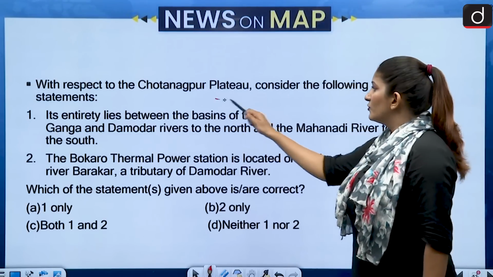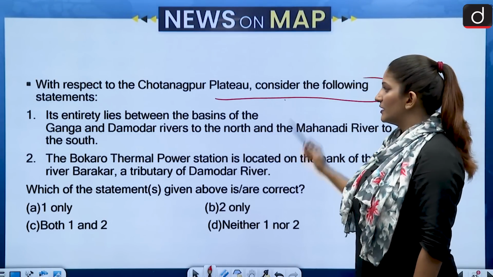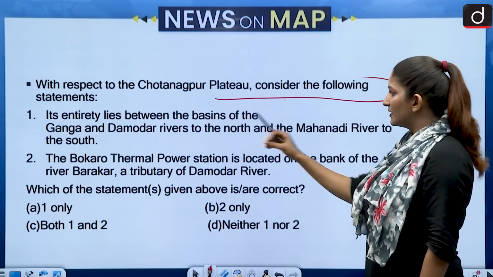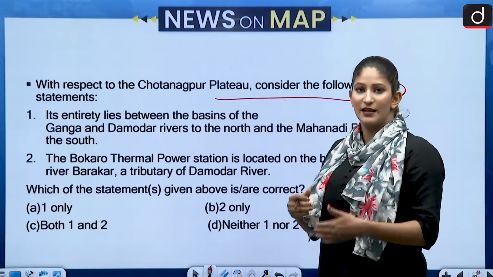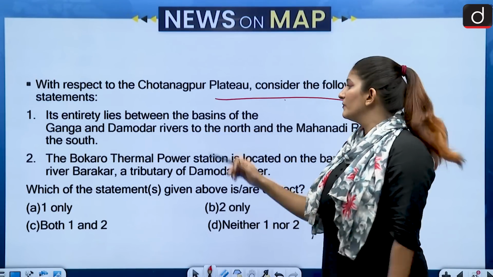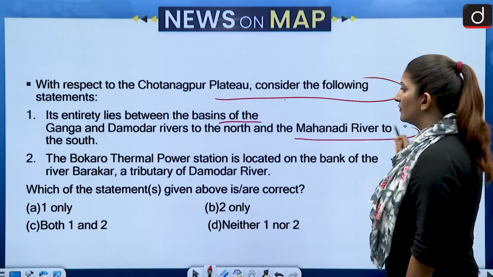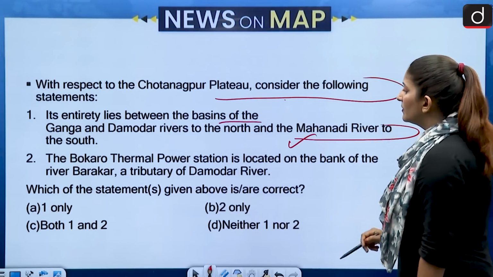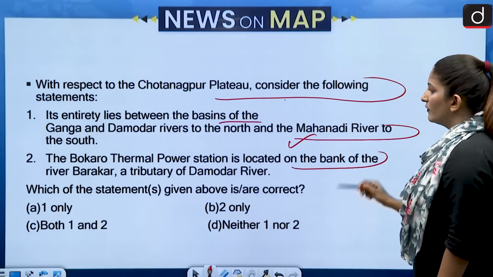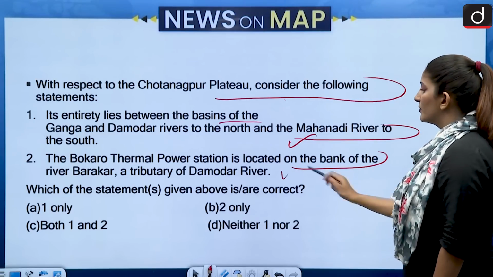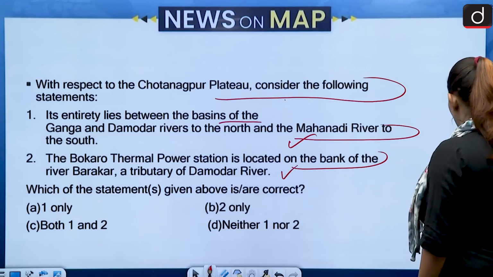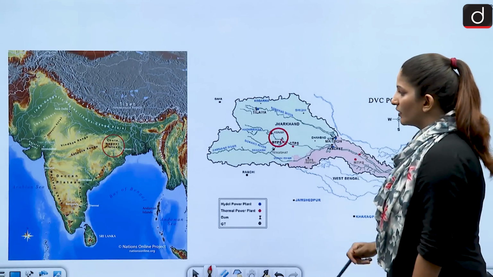Okay, so with respect to Chota Nagpur Plateau, consider the following statements. It lies, in its entirety, that means it is lying entirely between the basins of Ganga, Damodar River to the north, Mahanadi River to the south. The Bokaro Thermal Power Station is located on the bank of river Barakar, which is a tributary of Damodar River. We have to select the correct answer. For that, we have to look at the map.